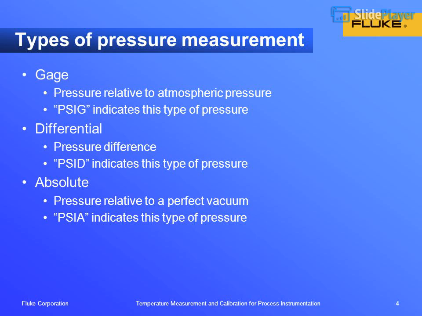Types of pressure measurement. Gauge: pressure relative to atmospheric pressure. PSIG indicates this type of pressure. Differential: pressure difference. PSID indicates this type of pressure. Absolute: pressure relative to a perfect vacuum. PSIA indicates this type of pressure.